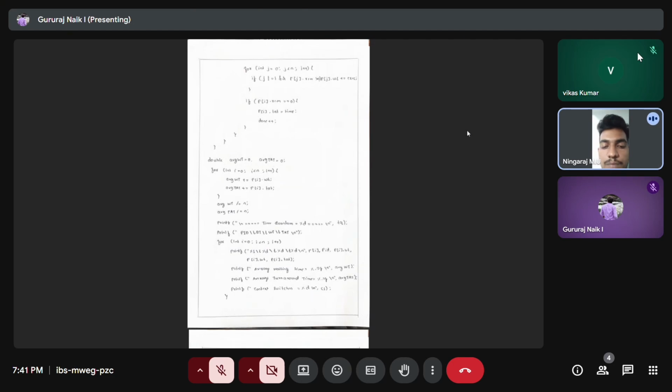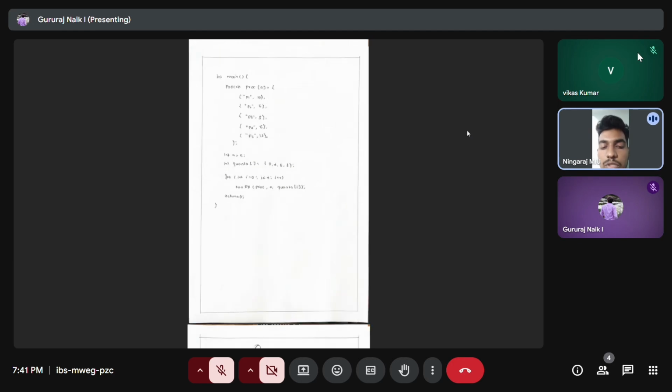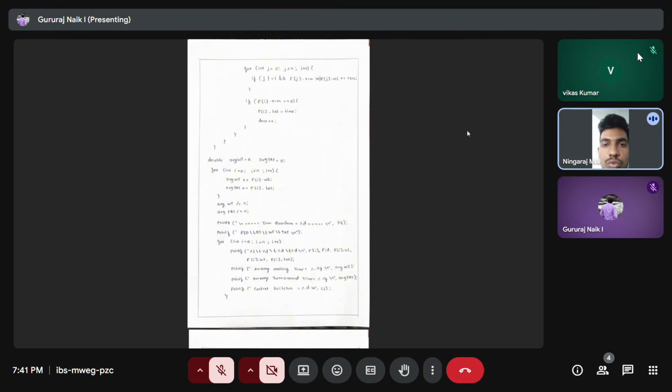Calculating averages. After all processes finish, the program calculates the average waiting time, average turnaround time, and number of context switches. The main function contains a dataset of five processes and calls runRR four times with quantum values 2, 4, 6, and 8. And now moving on to the output.